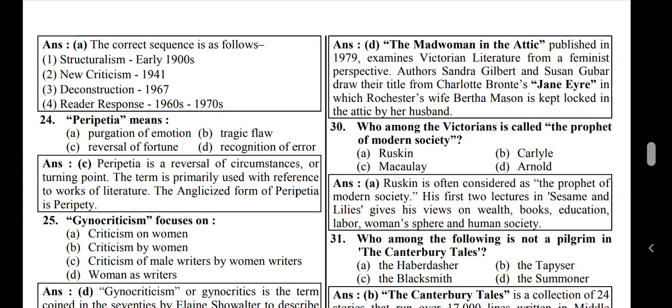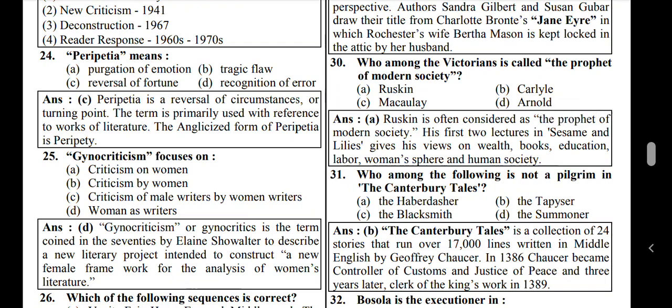And the next one is gynocriticism. See, gynocriticism comes under the feminism concept, and it focuses on which thing? What is the correct answer? Option A, criticism on women. Option B, criticism by women. Option C, criticism of male writers by women writers. Option D, women as writers. The right answer is option D, women as writers. Gynocriticism is a term coined in the 70s by Elaine Showalter to describe a new literary project intended to construct a new female framework for the analysis of women's literature.